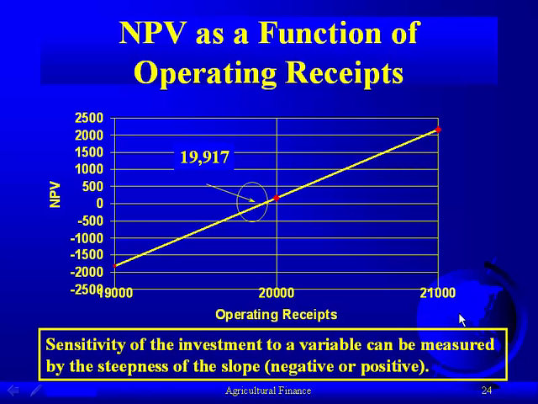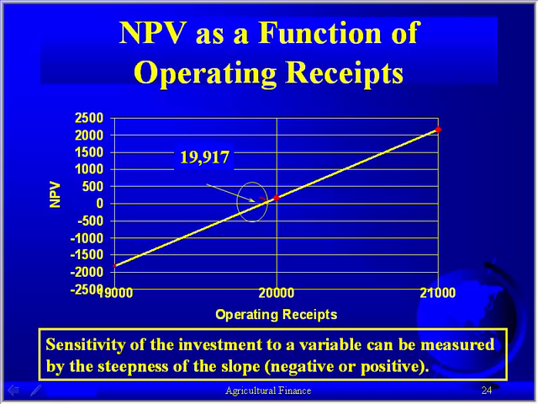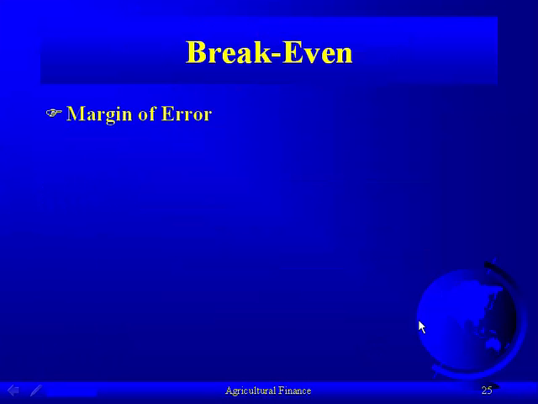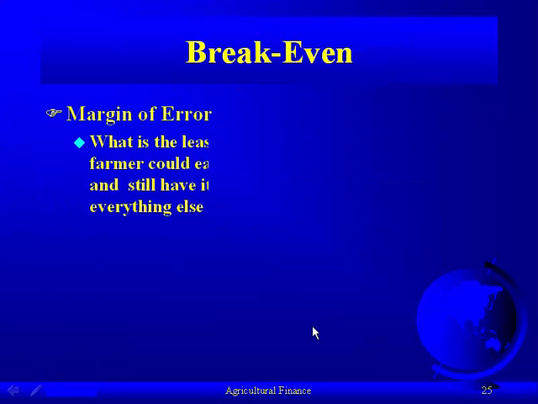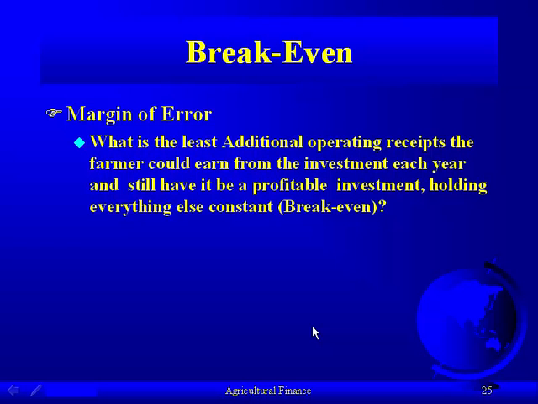Now in this particular case, looking at the break-even point, you can see the break-even point is somewhere where that crosses the zero axis, where net present value is equal to 0. Same thing that we did with the internal rate of return, now we're doing it for operating receipts. Now to find that break-even, looking at the margin of error, what is the least additional operating receipts the farmer could earn from the investment each year and still have a profitable investment, holding everything else constant? Now you saw from the graph that it's something a little less than $20,000.